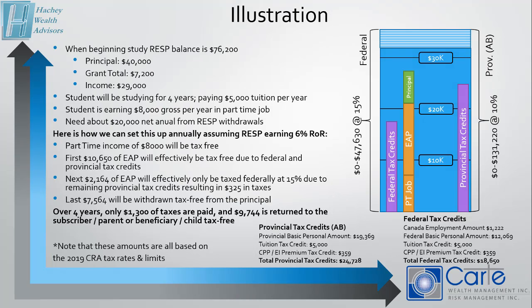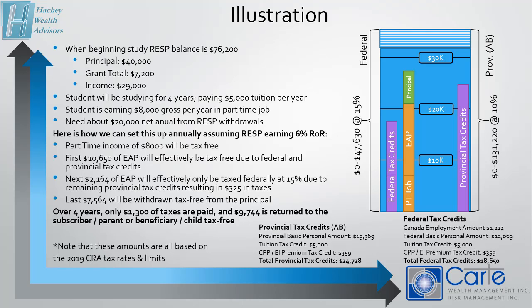Now let's consider a more complex and extreme example, because sometimes it won't always work out, but we'll show you how to minimize things in this example. Let's assume there's an individual RESP owned by a subscriber for a beneficiary with a balance of $76,200. The principal portion of that is $40,000, and the grant total is $7,200. The income portion is $29,000. That's the amount that's grown in the RESP from the investment and the grants.